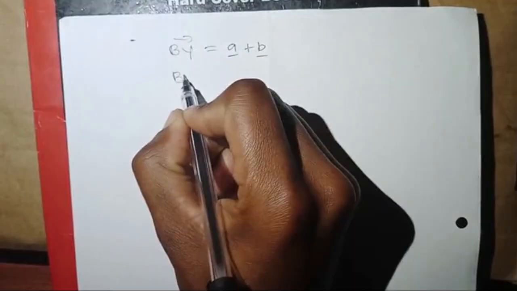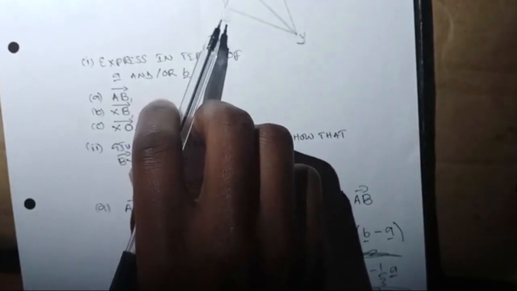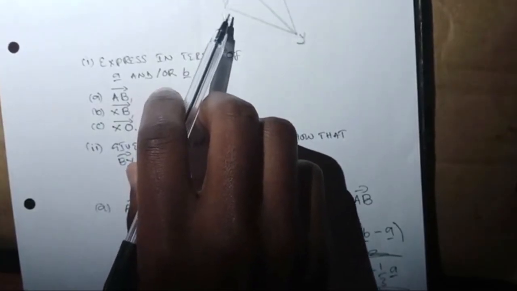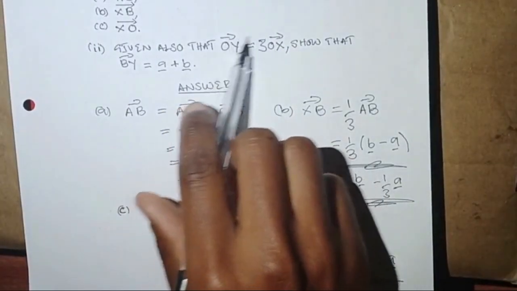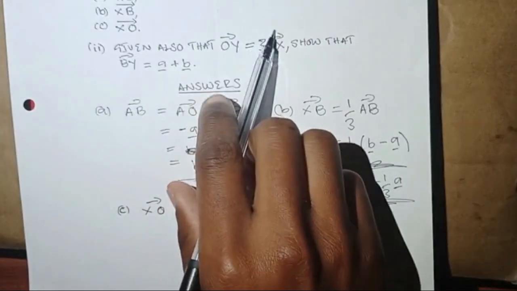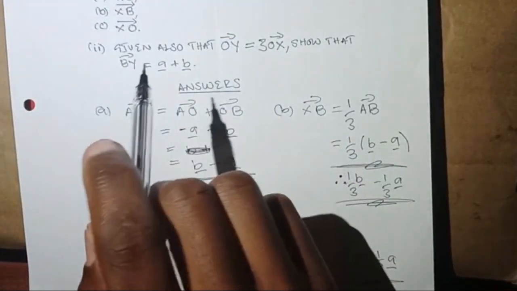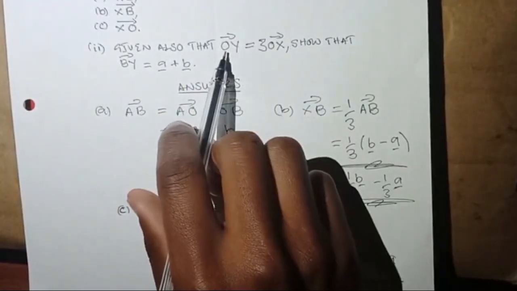What's the movement? What are the vectors we need to add to obtain BY? Let us go back to the question. As you can see, BY can be obtained by using BO plus OY. We are using OY because OY has been given in here. So we need to utilize this vector that we have been given. Otherwise, they wouldn't have given us this vector. So it's a must that we use this vector, OY.